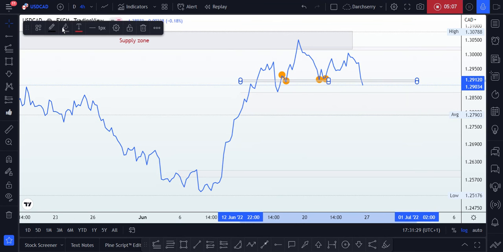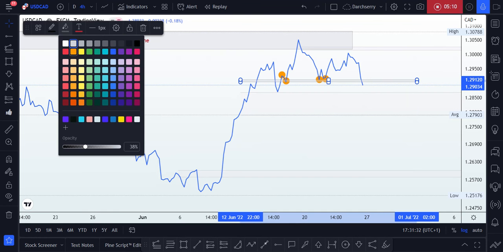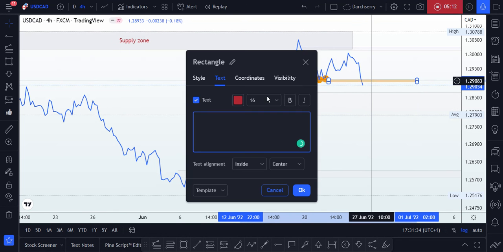Yep, 1.21 appears most appropriate. We give it a gold color, then we label it for the sake of clarity. Key level at 1.291, which is also more or less a psychological level.